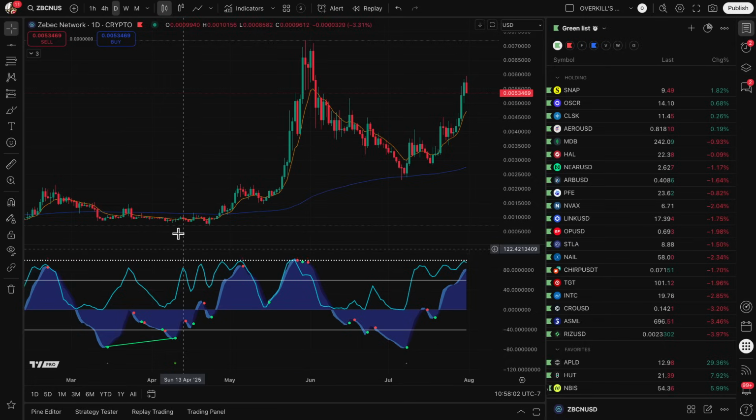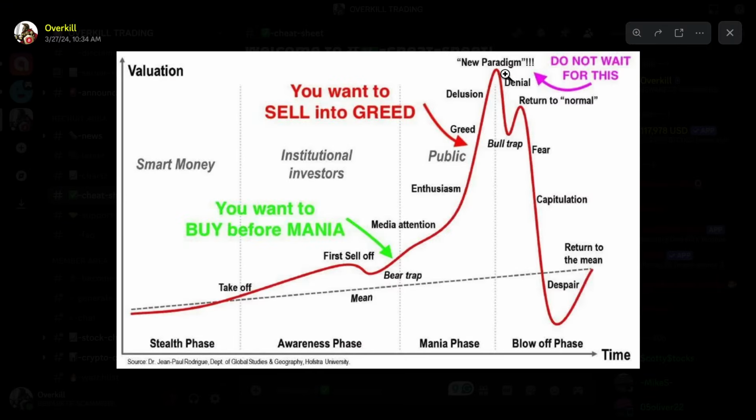Okay, and now it's lifting back off. But again, this is when the majority of retail was buying. They were buying because everybody else was buying and excited and telling them to buy on TikTok, right? New paradigm phase, delusion. Oh, it's going to 500 million, right? I'm selling all my XRP for ZBCN.